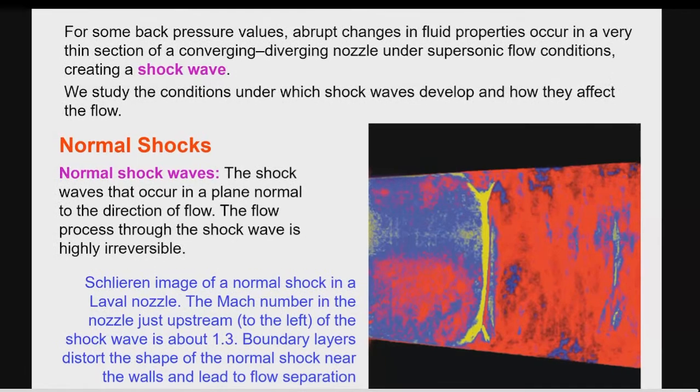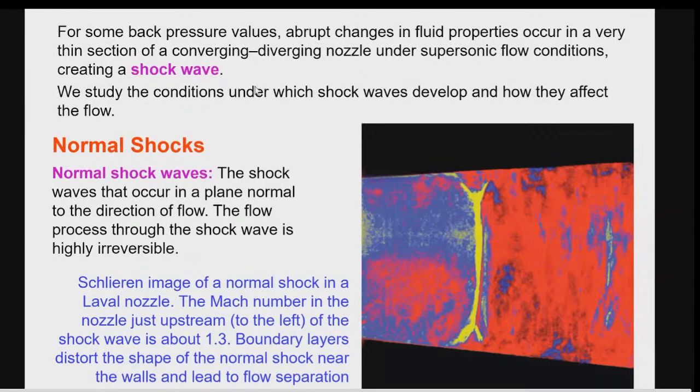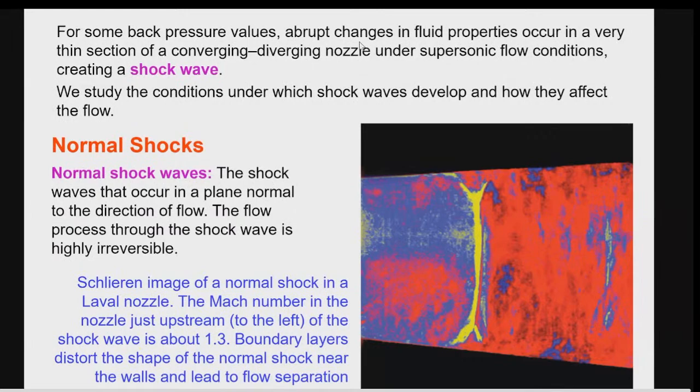So for some back pressure values, the abrupt change, a sudden change in fluid properties, occurs in a very thin section of converging to diverging nozzles under supersonic flow conditions, creating a shock wave. This phenomenon occurs in the converging to diverging nozzles, and we call it a shock wave. So we study the conditions under which shock waves develop and how they affect the flow. There are a few types of shock wave, and the first one is the normal shock.